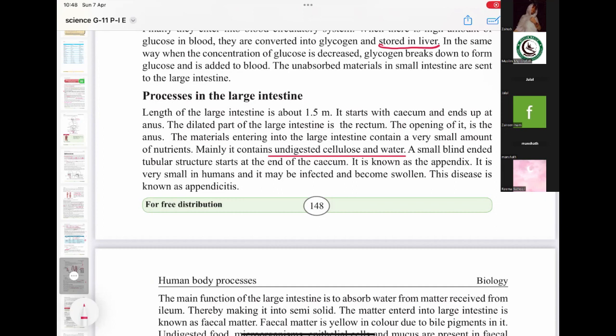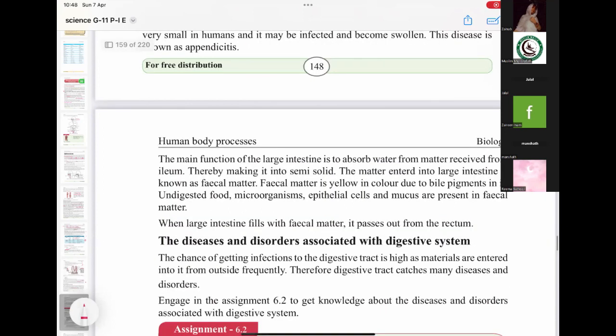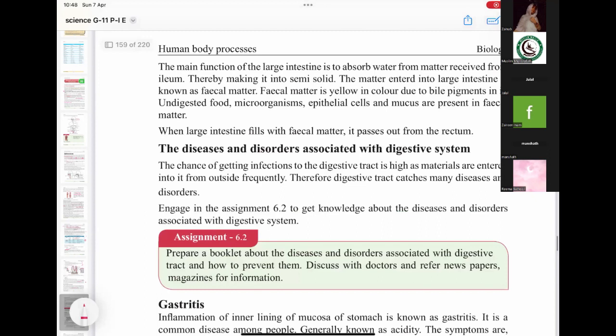Okay. So the main function of the large intestine is to absorb water. You have to remember that. And it will make the undigested part semi-solid. Now you call it fecal matter. So first you call it bolus, and then you call it chyme. Now you call it fecal matter.